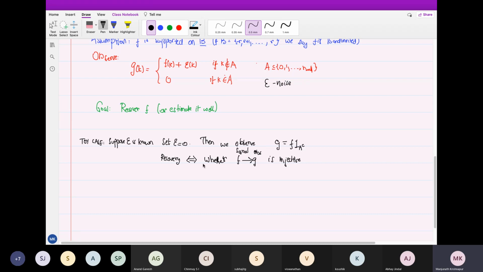But just theoretically speaking, the statement that you can recover a signal from observation is just a statement that the transformation that takes the signal and gives you the observation is an injective mapping. So if not injective, what does that mean? Then there exist F1, F2 such that F1 indicator A complement equals F2 indicator A complement. So two signals get mapped to the same observation.